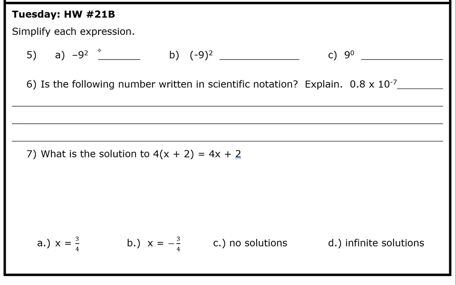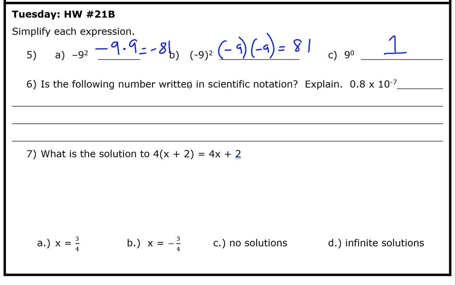This example A is a negative sign and 9 to the second power, which is -81. But in letter B, we have this group -9 to the second power, which gives us a +81. And then in our third example, 9 to the 0 power, well, anything raised to the 0 power is equal to just 1.